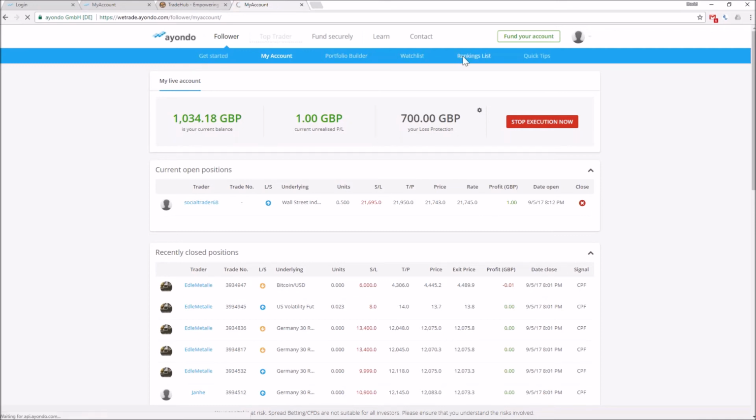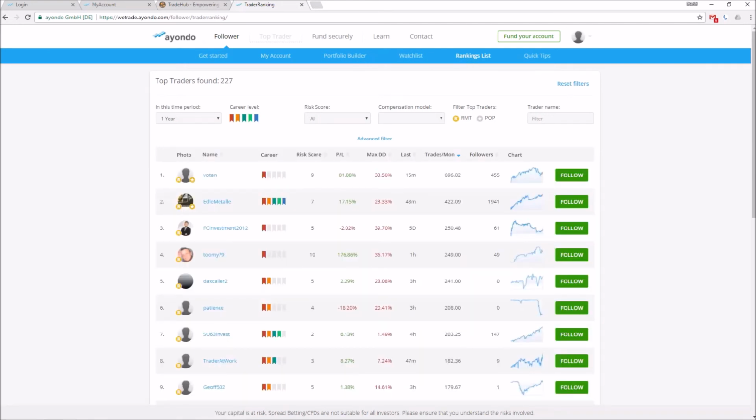I think with the rankings lists, you can get an awful lot of information from a very simple top-down view as to who's been doing well. And once you start doing copy trading and following people, you do see the same names coming up time and again. So you do get a feel for which traders are maybe something of a flash in the pan, here today and gone tomorrow, and those who are a bit more solid. Votan's been in there a while. Edel Metal has been in there since I started doing these webinars with Ayondo, I think it was July last year. I can remember Edel Metal from last summer.